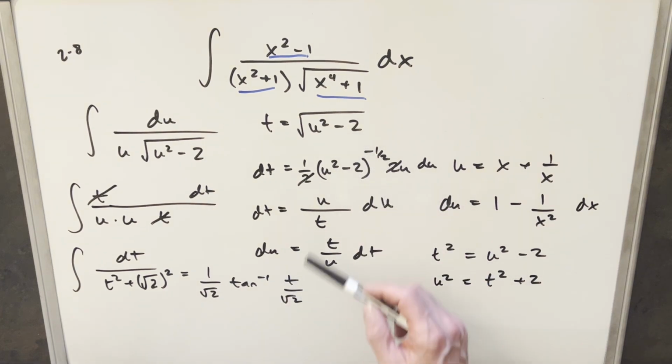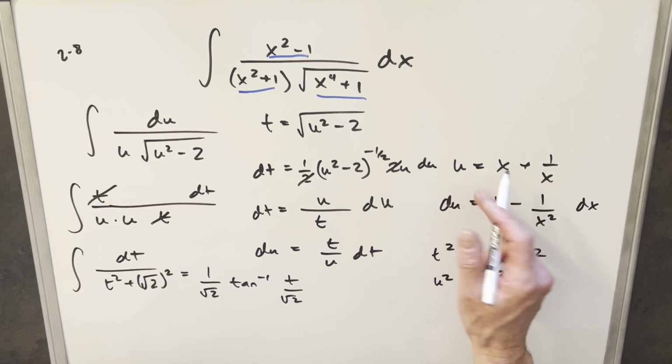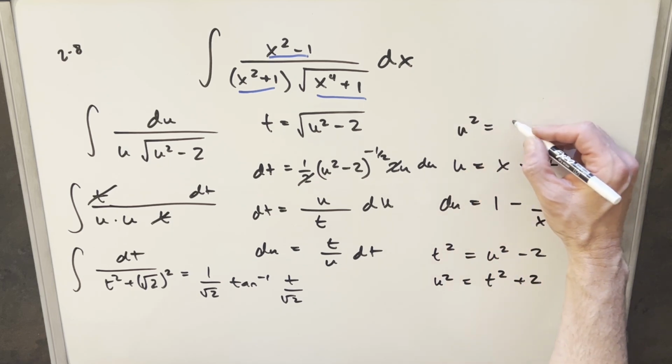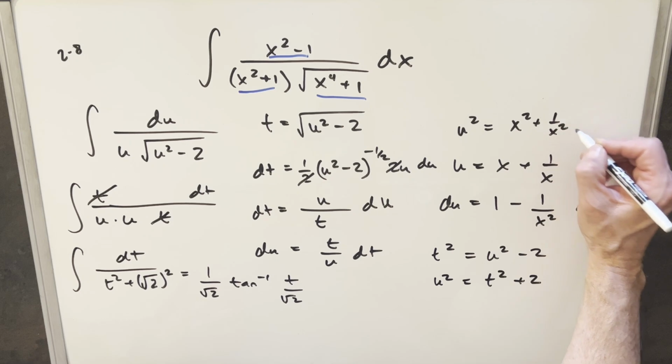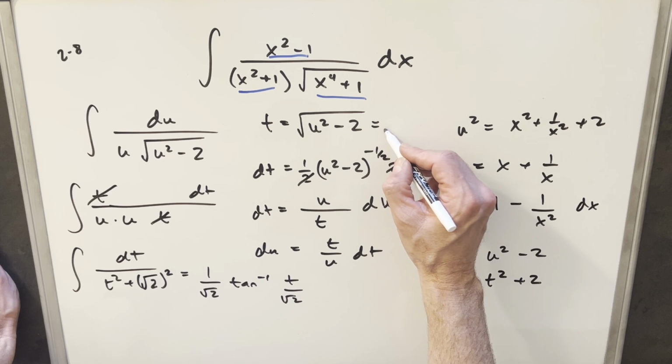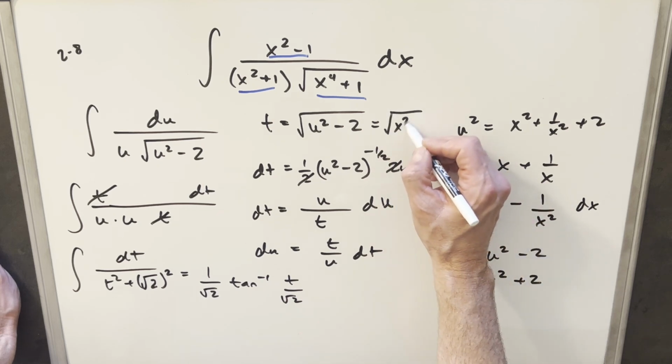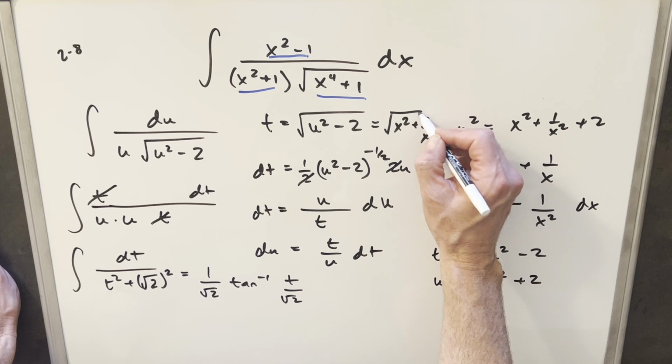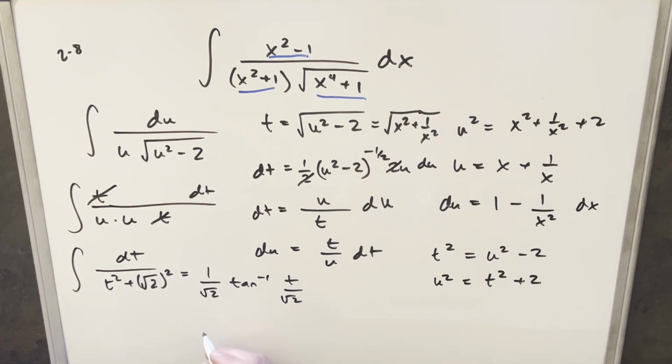But before I back substitute, let's get t in terms of x. Going back to our u value, if we square this again, this was x squared plus 1 over x squared plus 2. But we have the minus 2 here. So this t value is actually the same thing as square root of x squared plus 1 over x squared. Now I'll back substitute with this value to finish this off. For my final solution, we have 1 over square root of 2, arctan of 1 over square root of 2 times the square root of x squared plus 1 over x squared. Put a plus c there, and that's it.